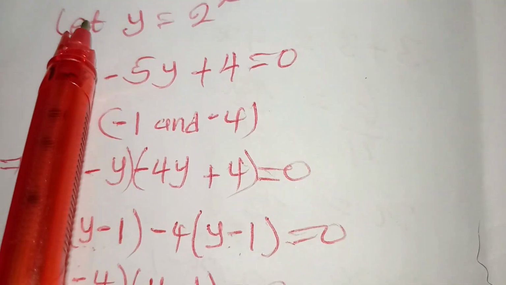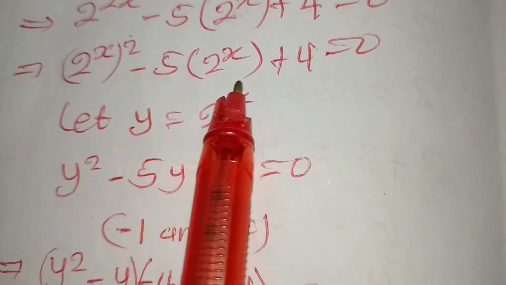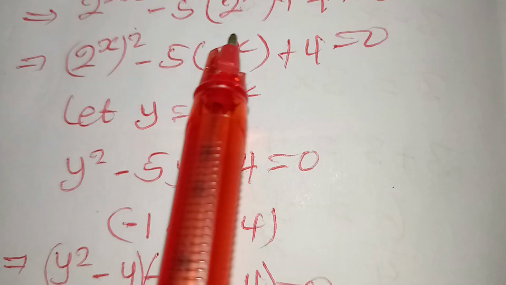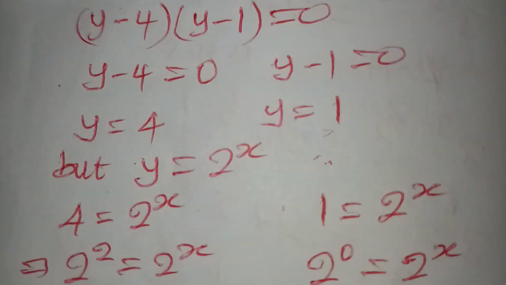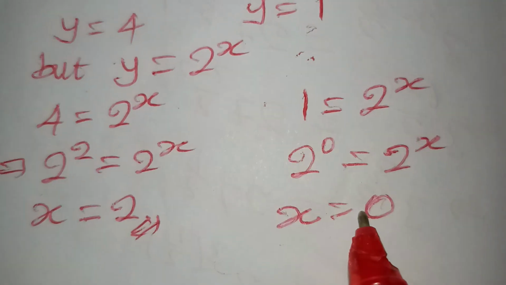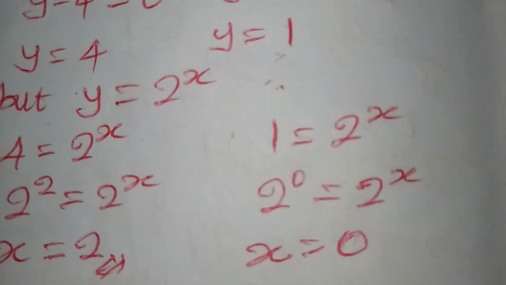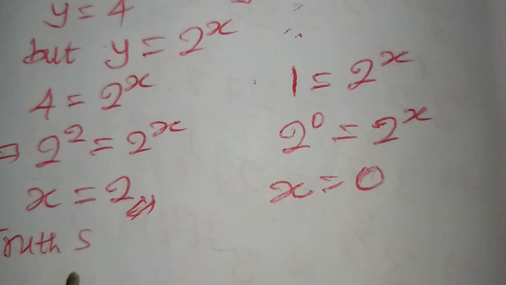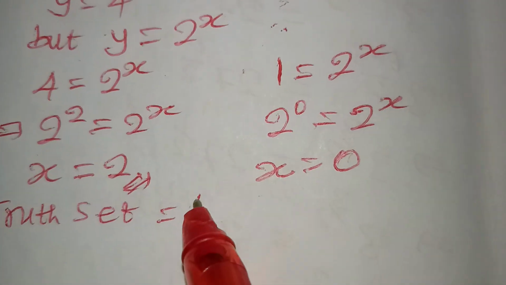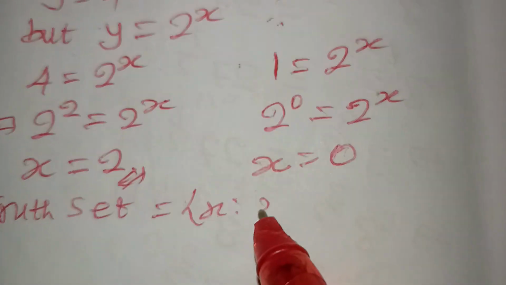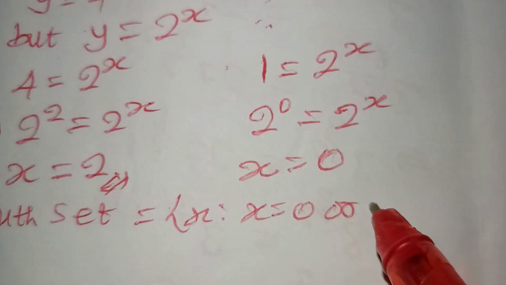So these are the two possible answers to this particular question. The possible answers for x are 2 and 0. Therefore the truth set is x such that x equals 0 or 2.